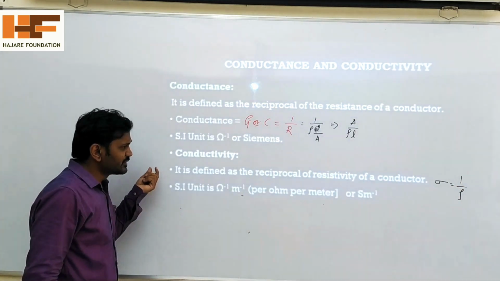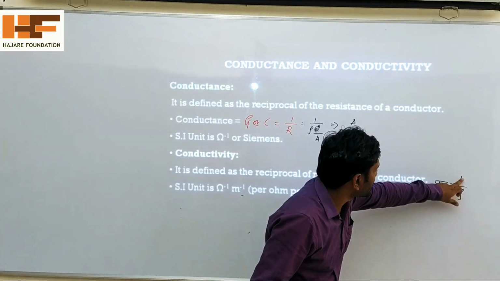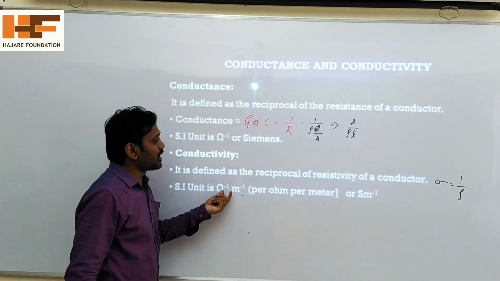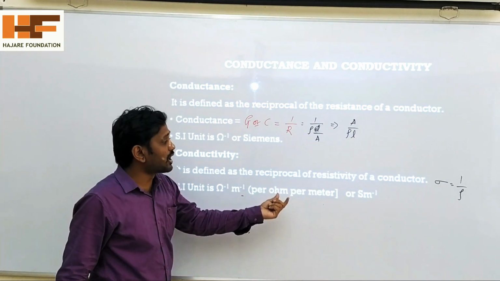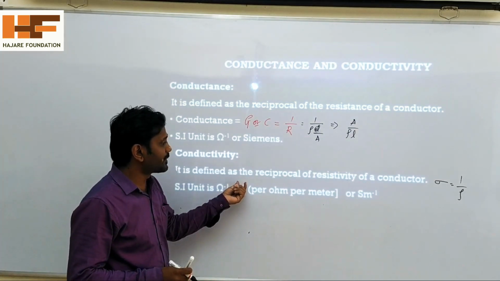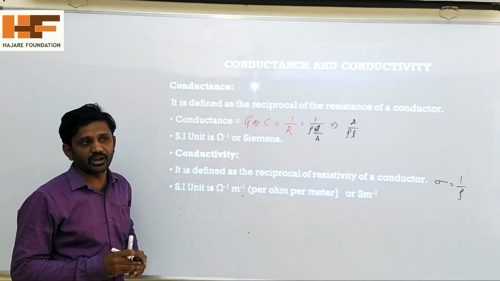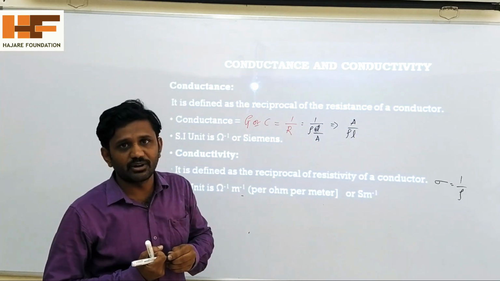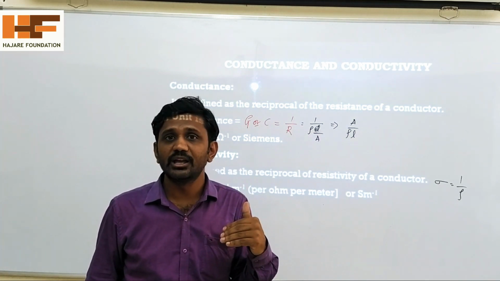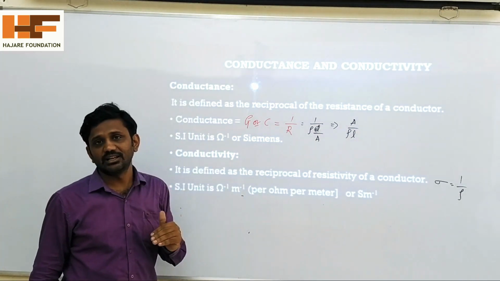Then what is the SI unit of this conductivity? What is the SI unit of resistivity? Ohm meter. So 1 divided by ohm meter, or per ohm per meter. It is the SI unit, or Siemens per meter, or mho per meter, is the SI unit of conductivity. Conductivity is more in the conductors and less in the insulators.